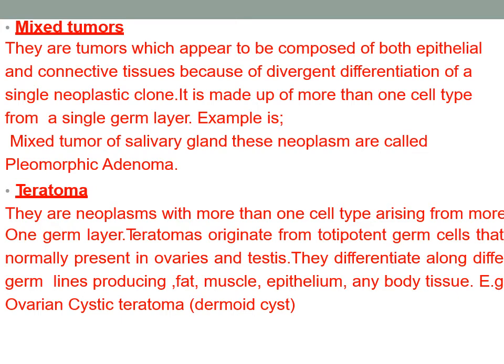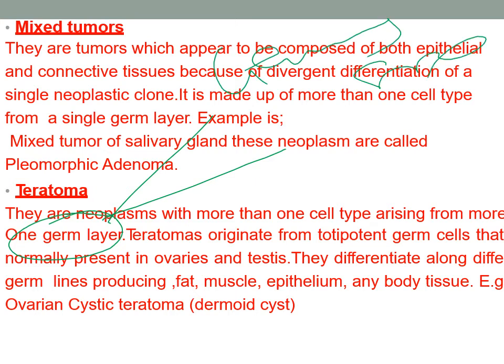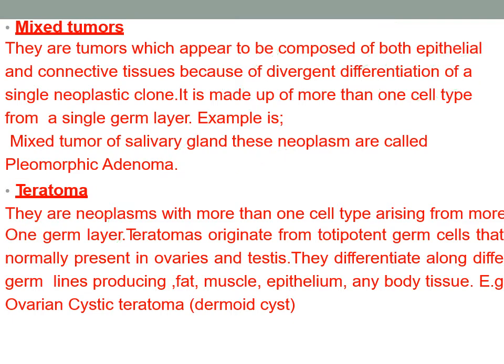We can also have teratoma. Teratomas are neoplastic cells arising from germ cells. Remember, germ cells are the reproductive cells, for example the sperm and the ovum. So tumors arising from the sperm cell or ovum are known as teratoma. For example, ovarian cystic teratoma.